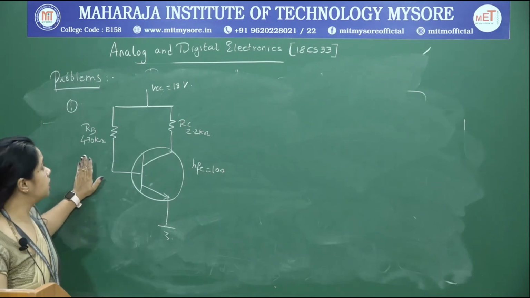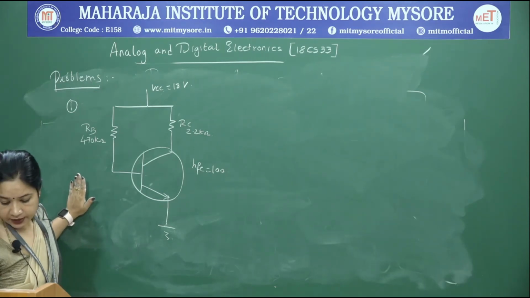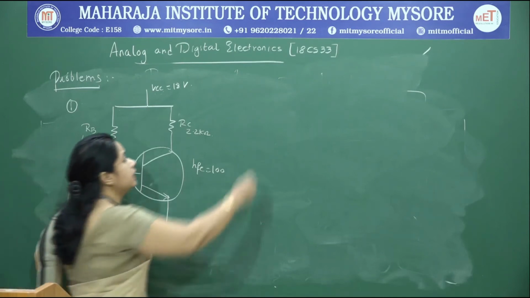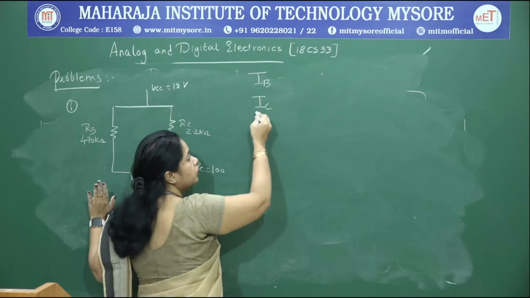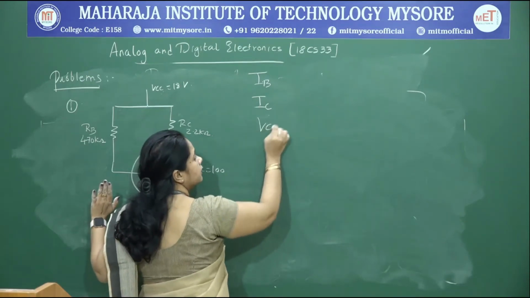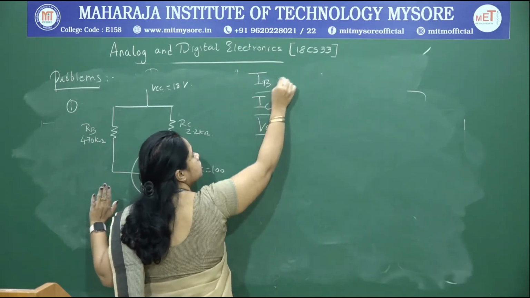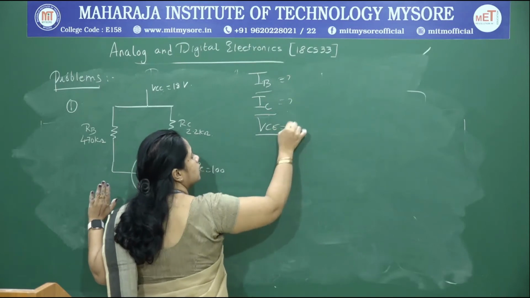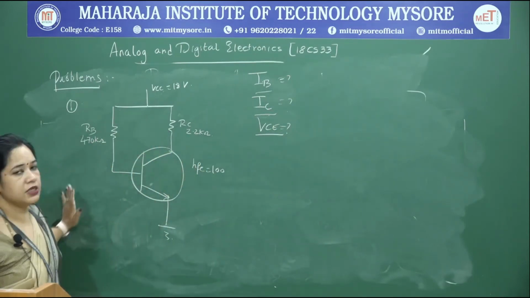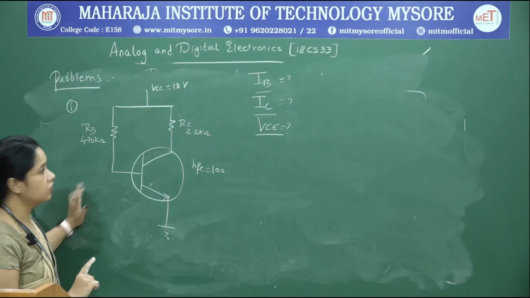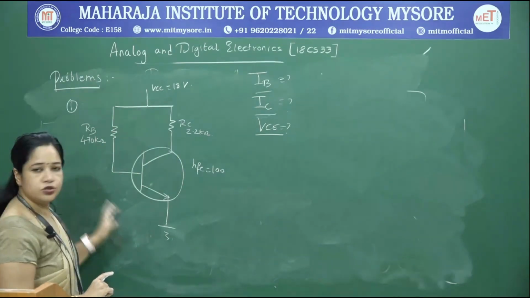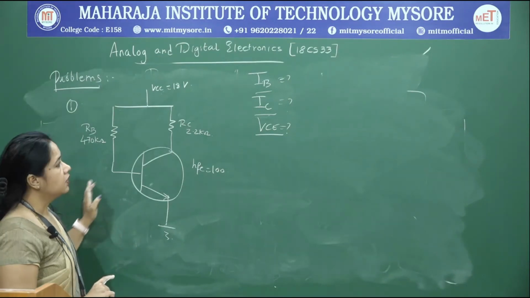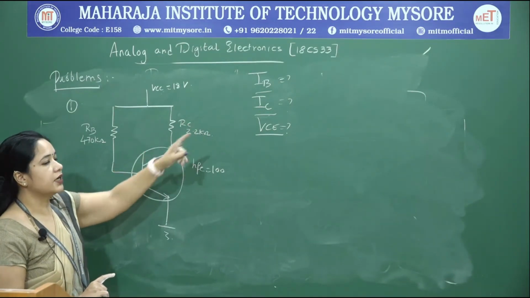So, you are given this problem and you are asked to determine IB, that is base current, IC, the output current, and VCE. So, you are asked to determine all this. You can identify this as a fixed bias circuit with one power supply and two resistors, base resistor and a collector resistor. So, you already know the analysis of this. Now, we need to determine base current, collector current and VCE.